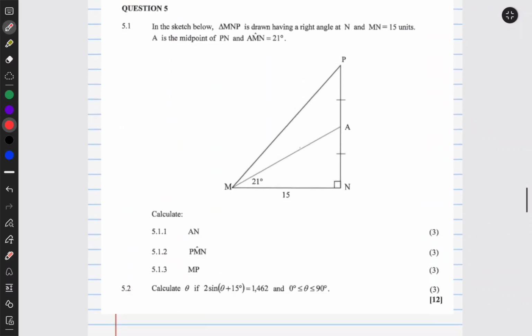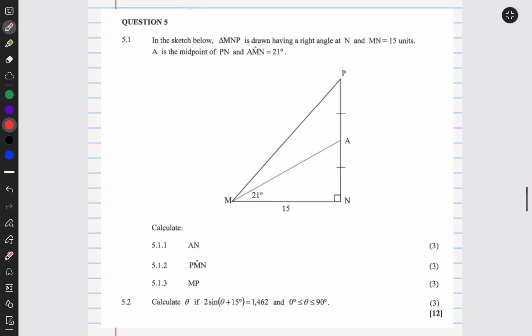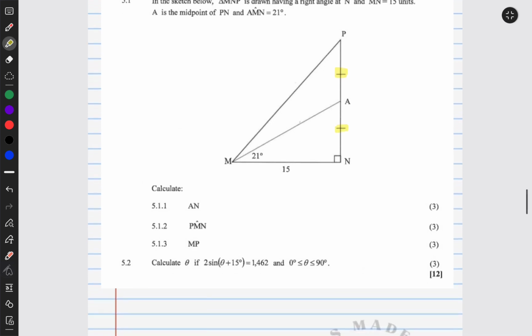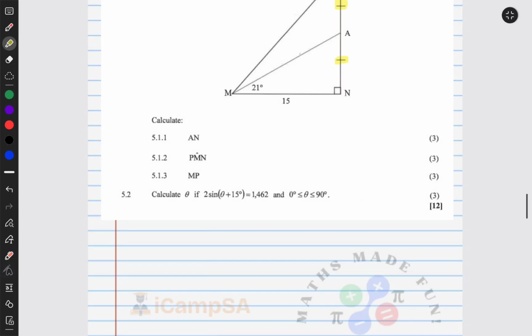Let's go ahead and do question number 5. So for question number 5, in the sketch below, MNP is drawn having a right angle at N, and MN is equal to 15 units. A is the midpoint of PN. Angle AMN is equal to 21 degrees. So if A is the midpoint of PN, as has also been demonstrated, AN is equal to AP. Okay, and then we have to determine the value of AN.